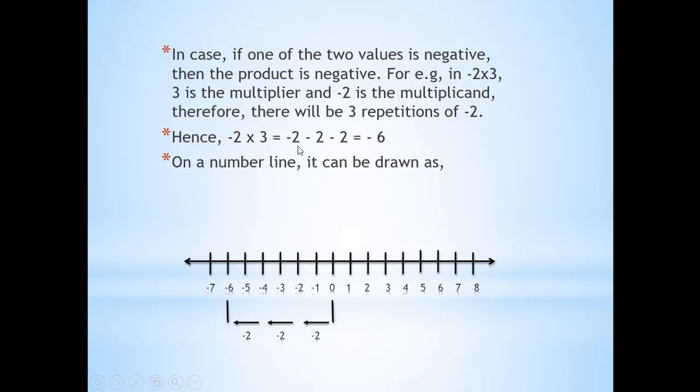As we know that minus 2 times 3 is minus 6, and we have already reached the point minus 6 in the diagram. So this is how you can draw the diagram and show the multiplication of integers with negative values on the number line.